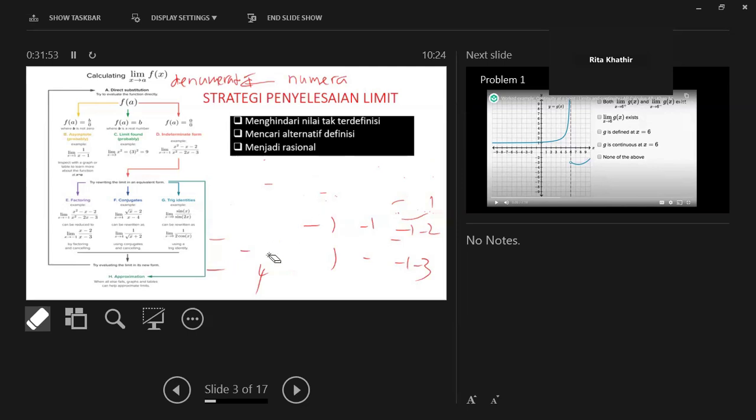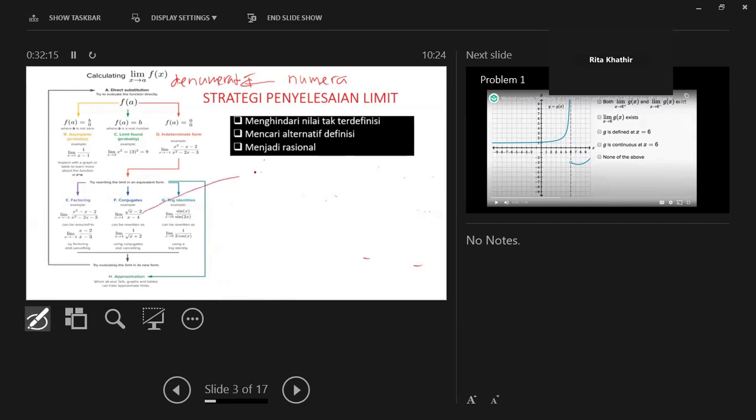Now we go to the second strategy. In the case we cannot do factoring, we cannot do factorization, the option is we can probably do conjugation, conjugates. What is conjugate?